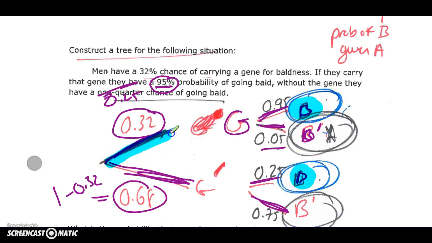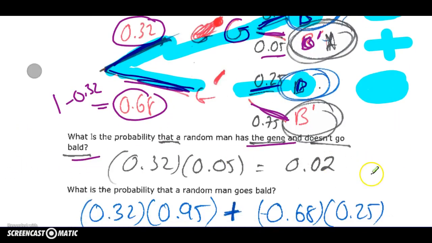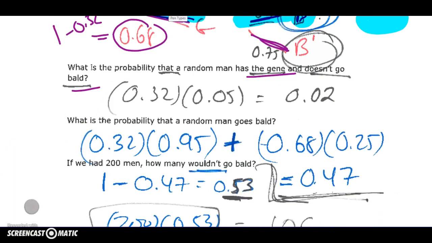So let's follow these down. You're going to go 0.32 times 0.95. That'll get you this number. And then you have 0.68 times 0.25. That'll get you this number. So there's a number here and a number here. And because they're just different events, you're going to add them together. So you find that out, and you end up figuring out that together they are 0.47, or just less than half the time you go bald. Okay, so that's the numbers from above, from that branch to that branch, and you get this.